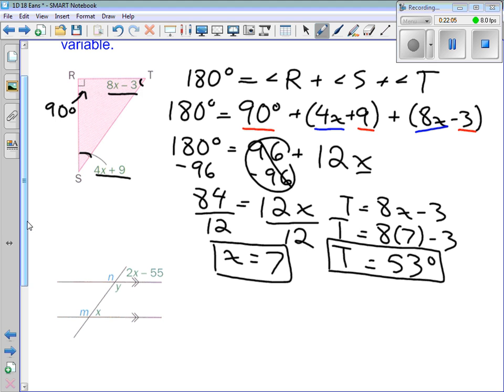And then we need to do the same thing for angle S. Angle S is 4x plus 9, so 4 times 7 plus 9. We punch this into our calculator. 4 times 7 is 28. 28 plus 9 is 37.